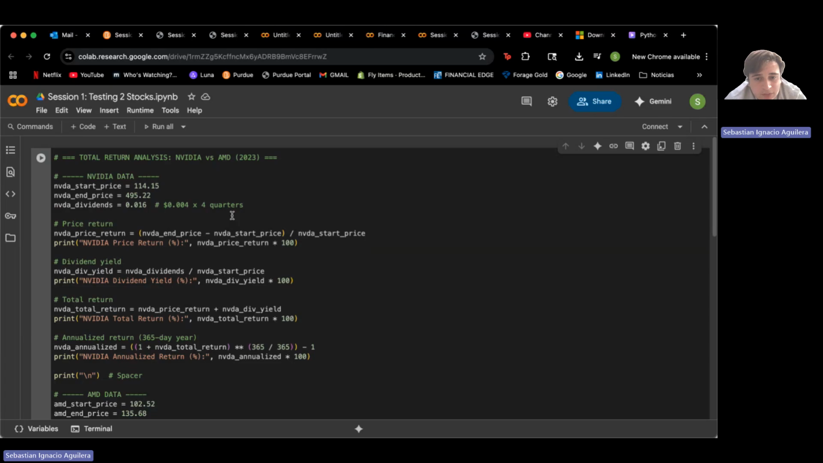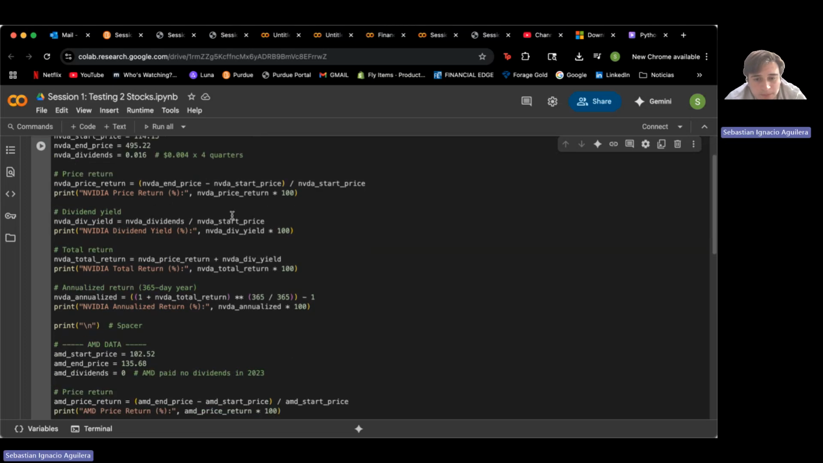First, we see NVIDIA's price and dividends for 2023. The start price is 114.15. The end price is 495.22. And the dividends is a total of 0.016, which is basically the calculation of 0.004 times the 4 quarters that are in a year. This data is based on Yahoo Finance and Dividend.com, which are two viable sources.